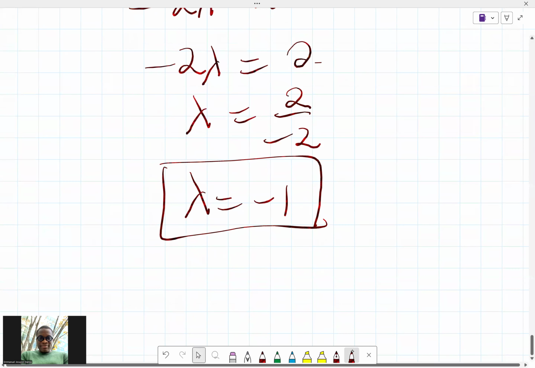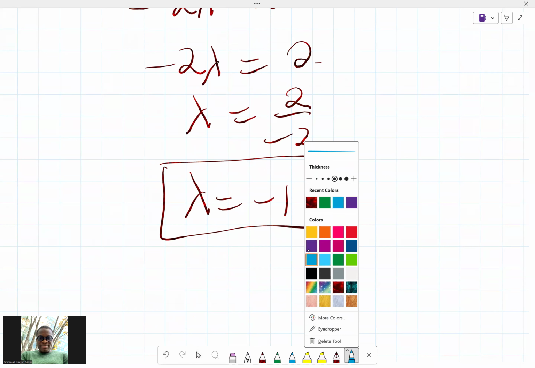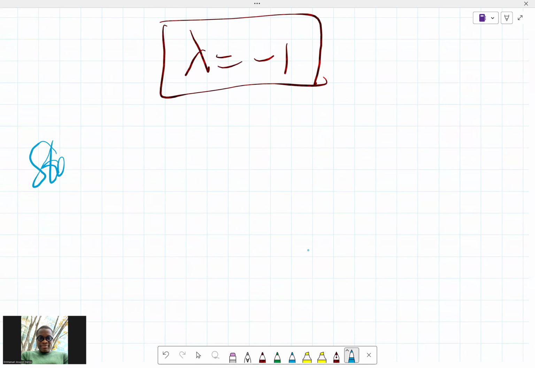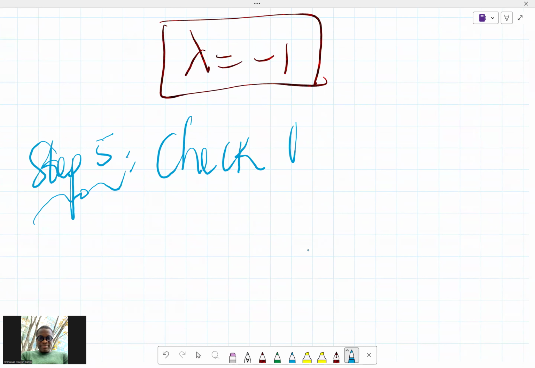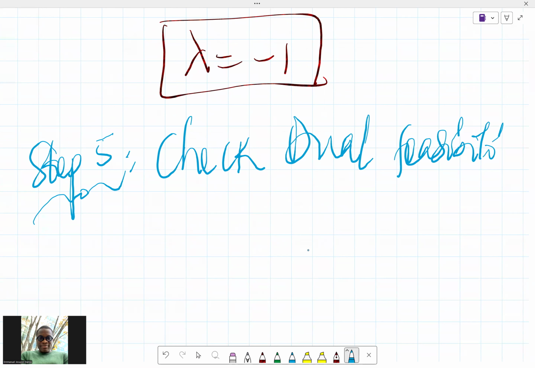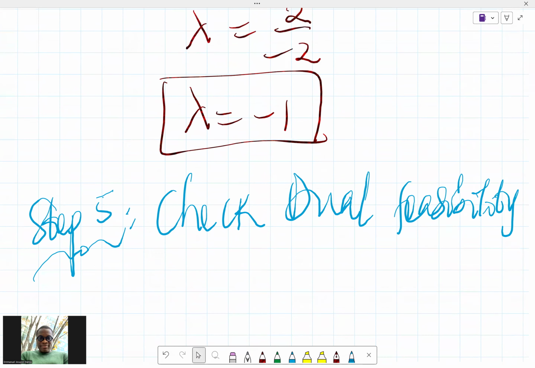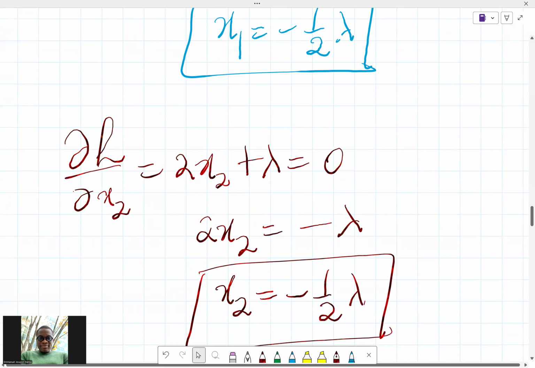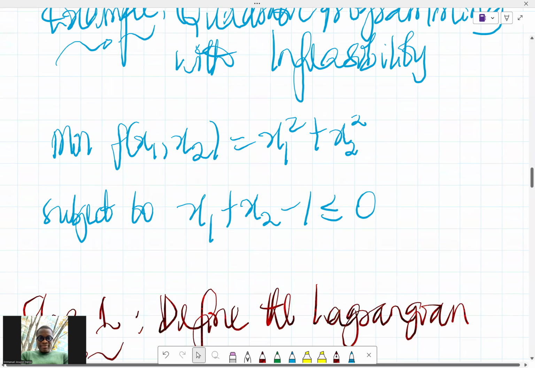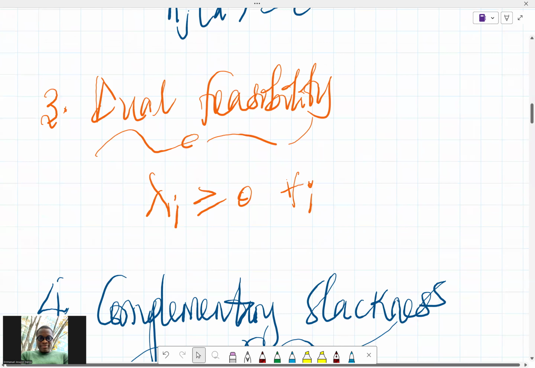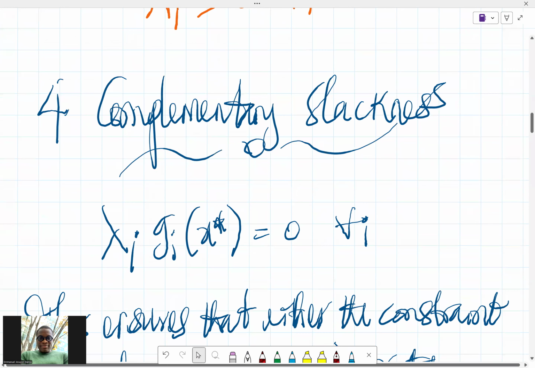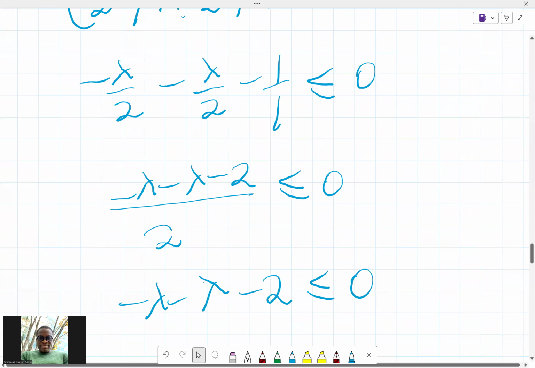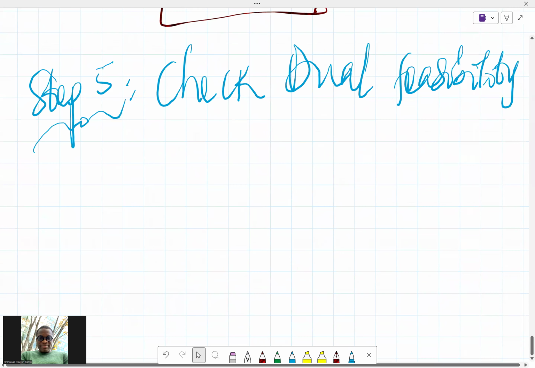Now, since lambda is -1, we can check dual feasibility. That's step 5. Check dual feasibility. For dual feasibility, we know that all the lambdas should be greater than or equal to 0. If you remember the condition for dual feasibility, lambda_i should be greater than or equal to 0. But here we have lambda equal to -1, and that's a contradiction for sure.